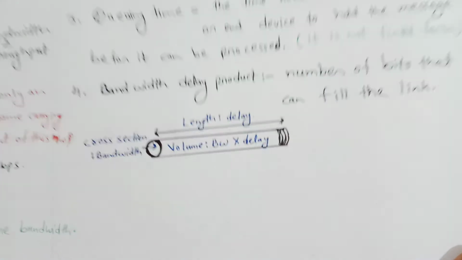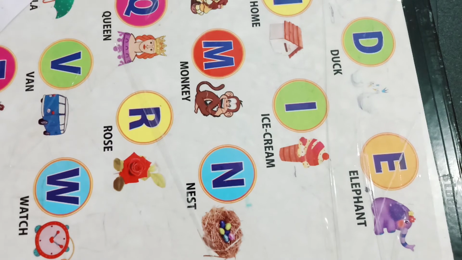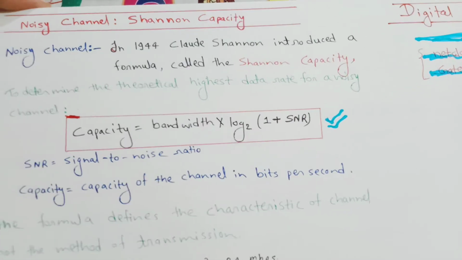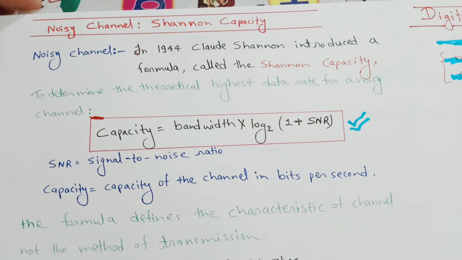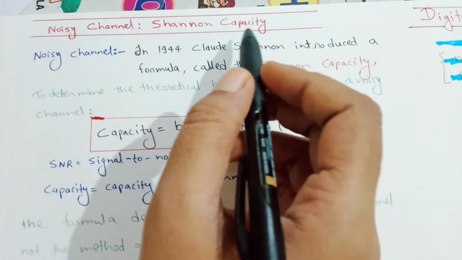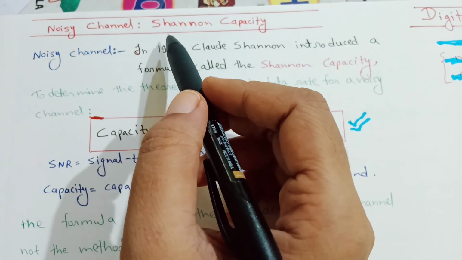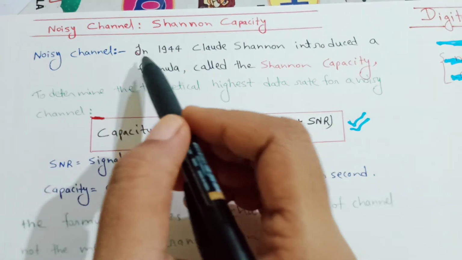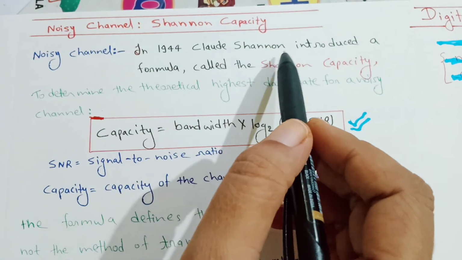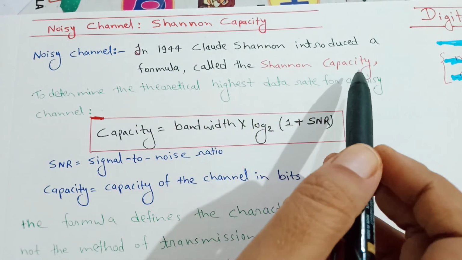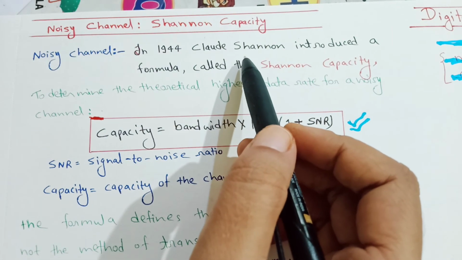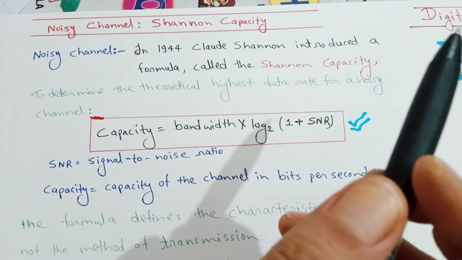Now we have already discussed the noiseless channel and noisy channels, and we will see some examples of noisy channels. Shannon capacity. Shannon was a scientist, or you can say an engineer. Noisy channel. In 1944, Claude Shannon introduced a formula called Shannon capacity. We have to discuss it in communication in paper 1 also.